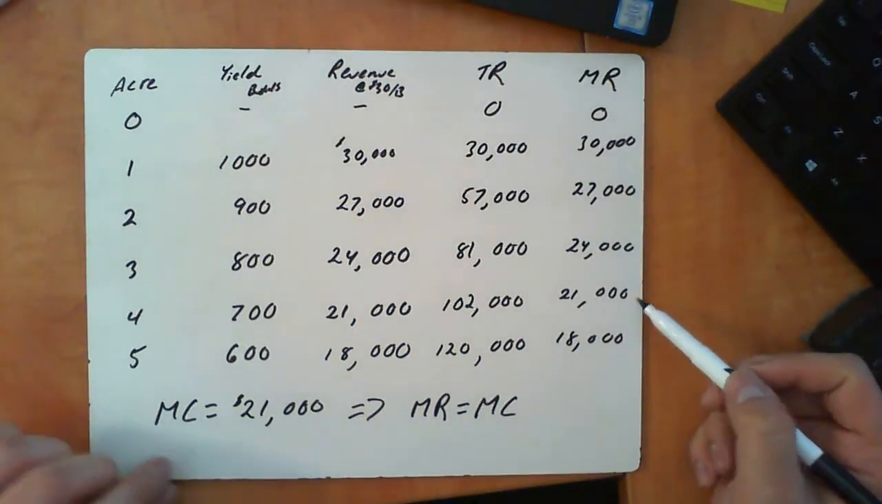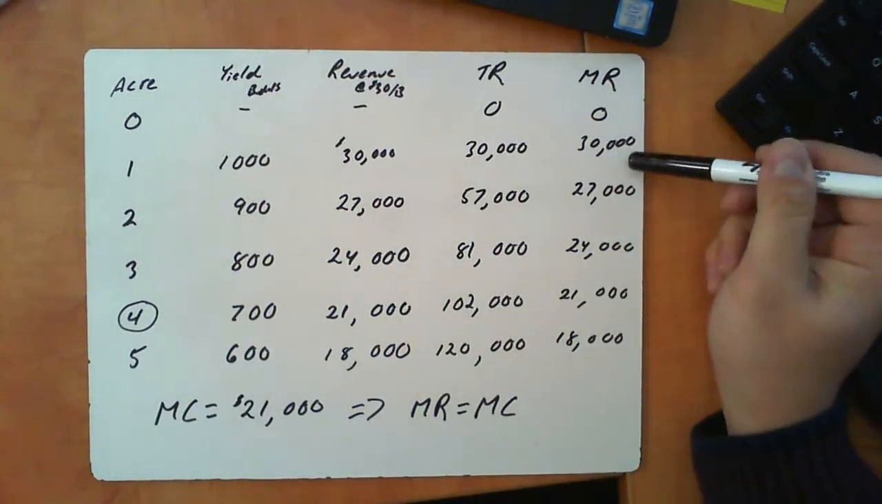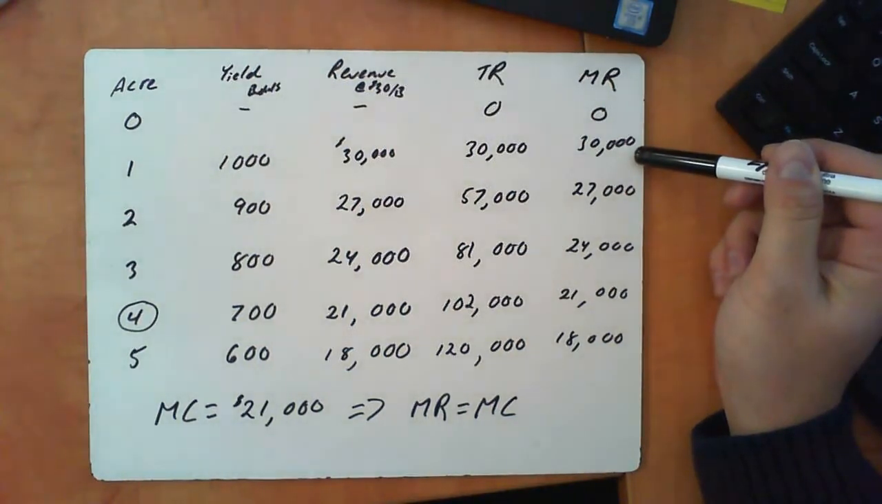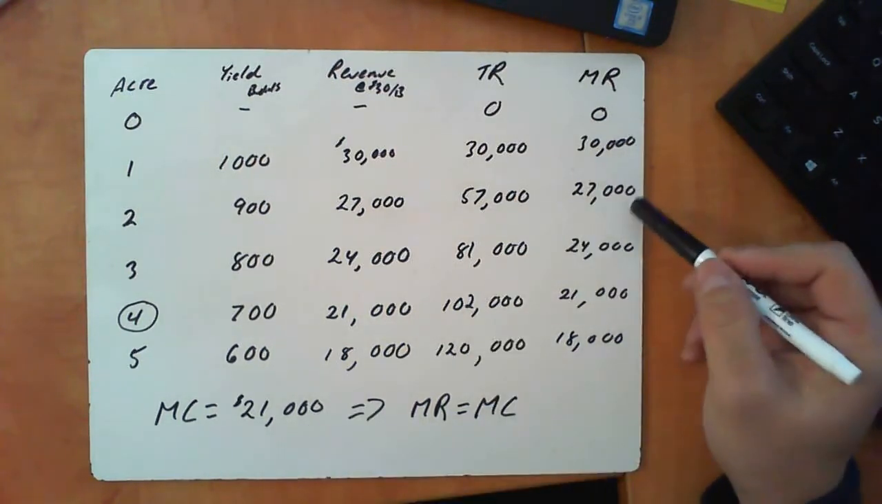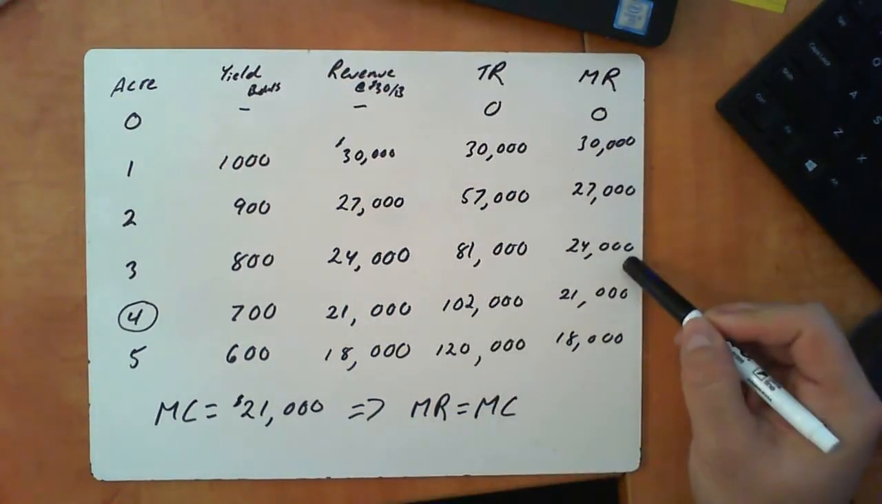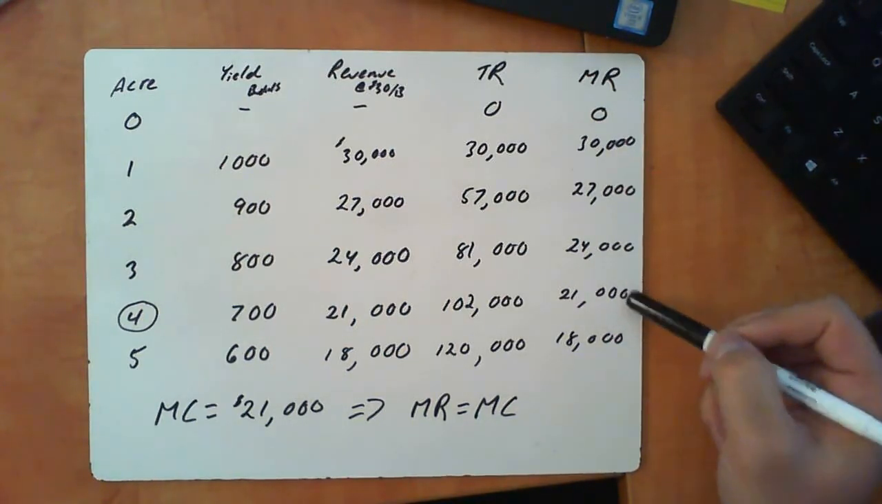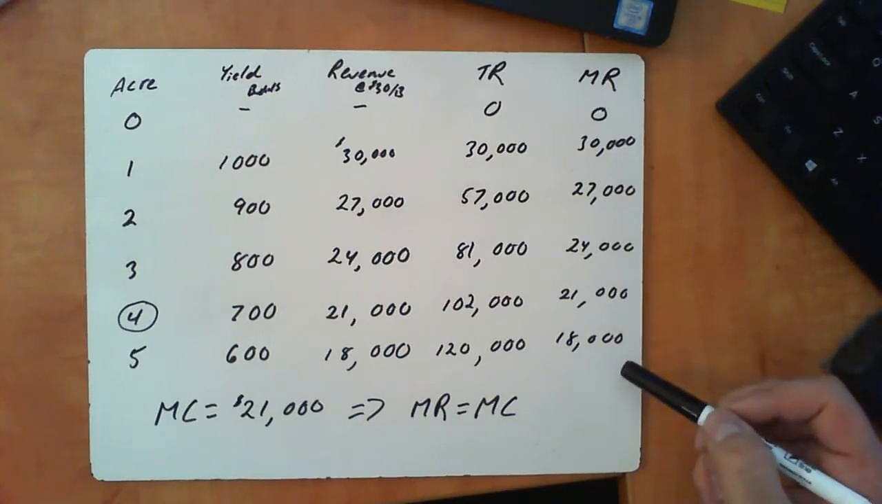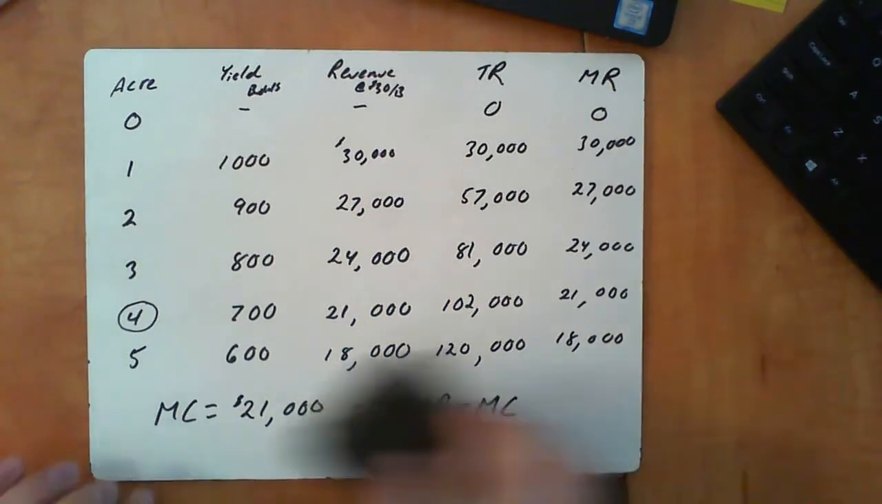Where does that happen? Marginal revenue is equal to marginal cost, 21,000 and 21,000 at 4 acres. Here, you'll make $9,000, right? The marginal revenue exceeds the marginal cost by $9,000. Here it exceeds it by $6,000. Here it exceeds it by $3,000. Here it is equal to it. So this is where he wants to stop. Any point after that means he's trying to take a loss, which he doesn't need to do. Okay?